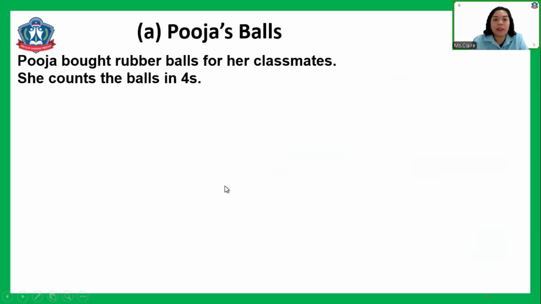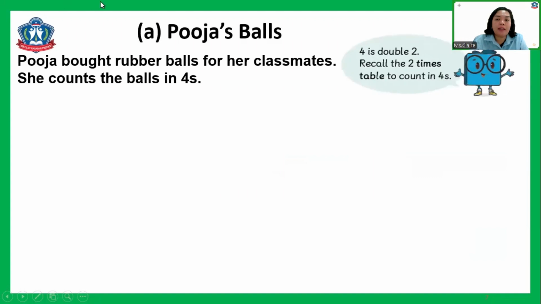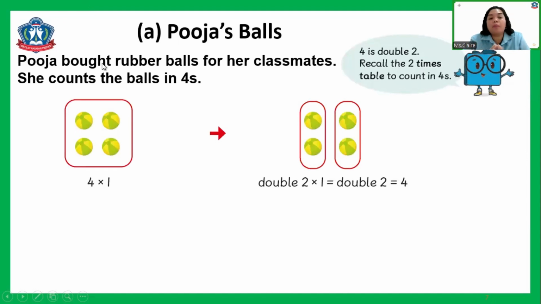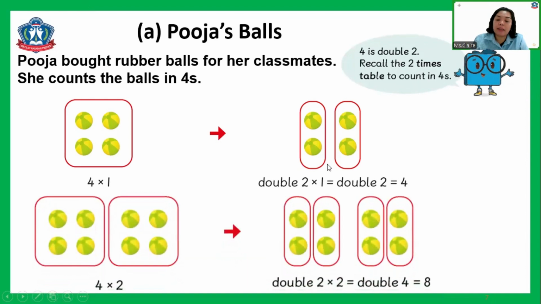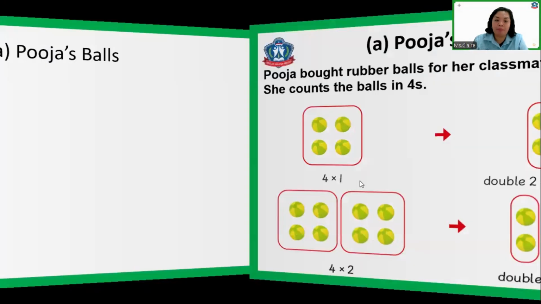Right. Let's continue. I have here different balls of Pooja. Pooja bought rubber balls for her classmates. She counts these balls in 4s. So counting is by 4s because it takes time if we count by 1. So 1 group is 4, so 4 times 1. 4 is actually double 2, right? So double 2 times 1 is double 2, that is 4. So 4 times 2 means double 2 times 2, or double 4, that is equal to 8.